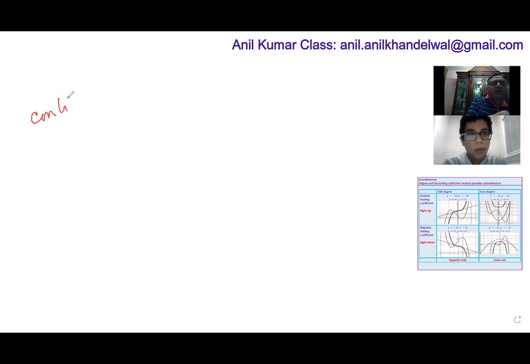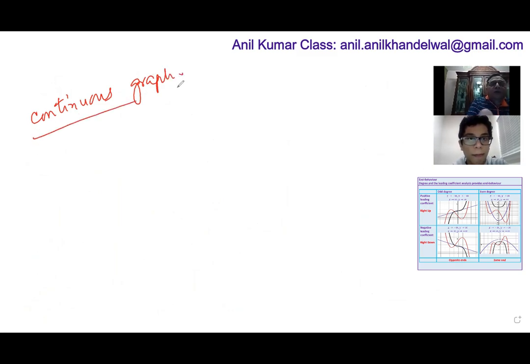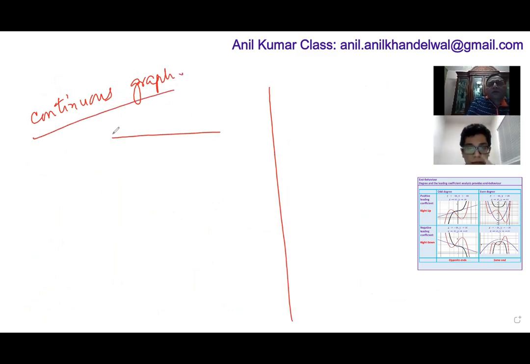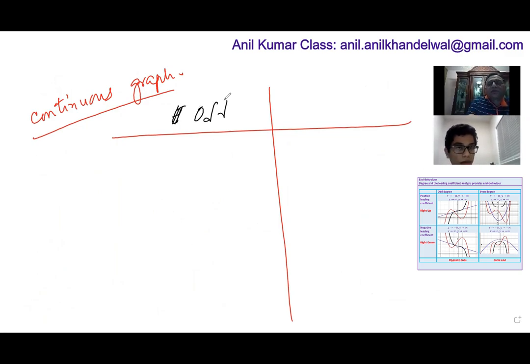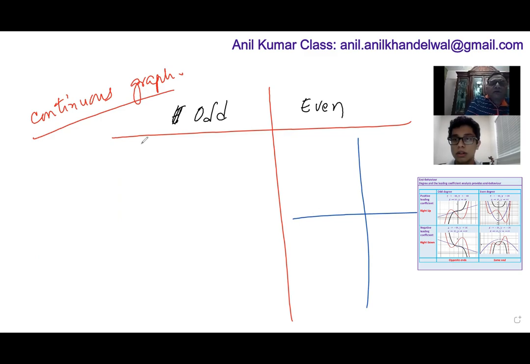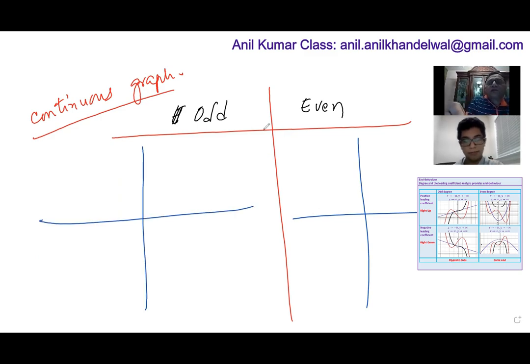We are looking for continuous graph, right? Now, once again, if you look into even and odd degree, let me write odd here. Last time I wrote here, right? Even. So as I was saying, we could have graphs which could be kind of like this.